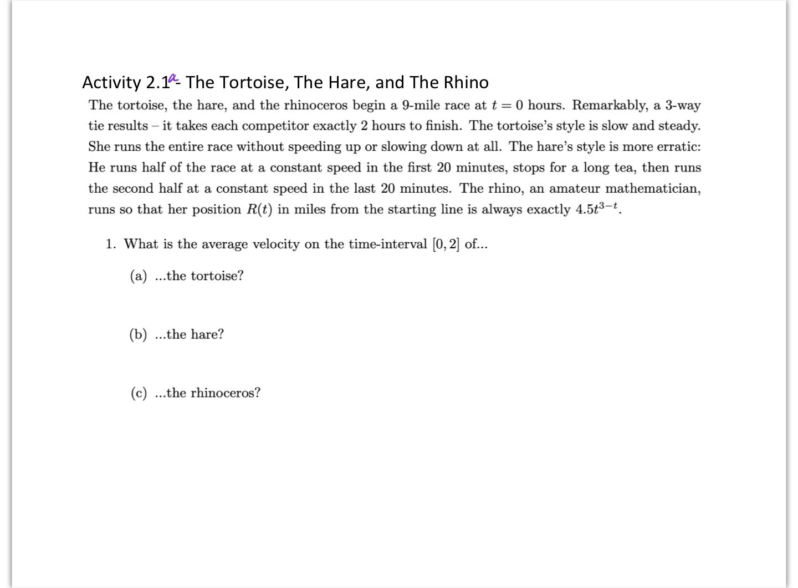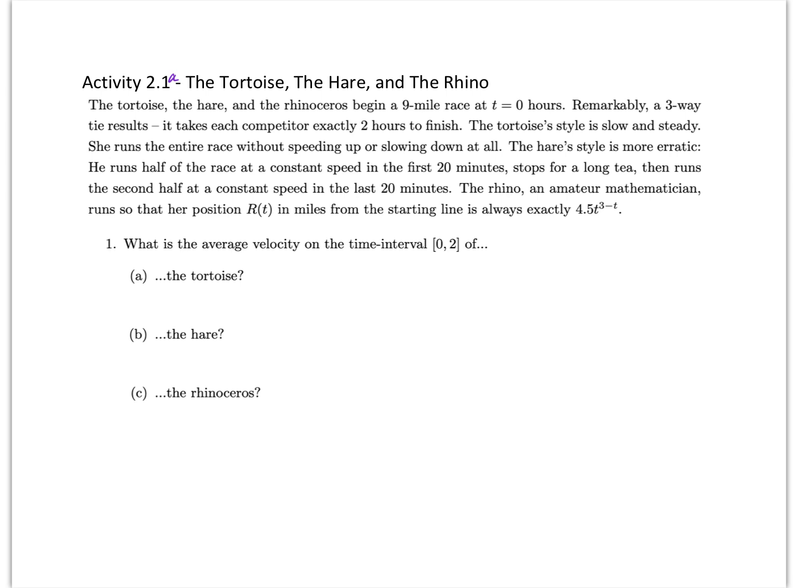So the tortoise, the hare, and the rhinoceros begin a 9-mile race at t equals 0 hours. Remarkably, a three-way tie results. It takes each competitor exactly 2 hours to finish. The tortoise's style is slow and steady. She runs the entire race without speeding up or slowing down at all. The hare's style is more erratic. He runs half of the race at a constant speed in the first 20 minutes, stops for a long tea, then runs the second half at a constant speed in the last 20 minutes. And the rhino, an amateur mathematician, runs so that her position r of t in miles from the starting line is always exactly 4.5 t to the 3 minus t.